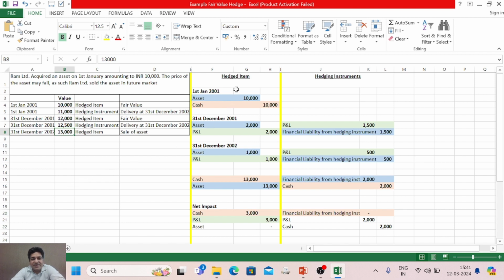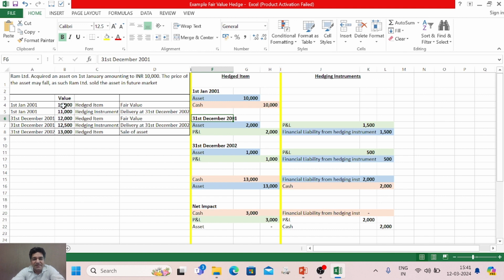So let's see what my accounting entries will look like at different dates. On 1st January 2001, when the asset was acquired, the amount was 10,000 rupees. Because an asset was acquired, asset account was debited, and there was a cash outflow, so my cash was credited at 10,000 because this was the fair value or the transaction cost as on 1st January 2001.